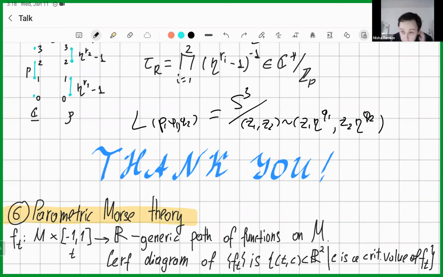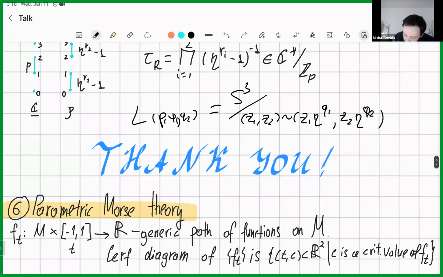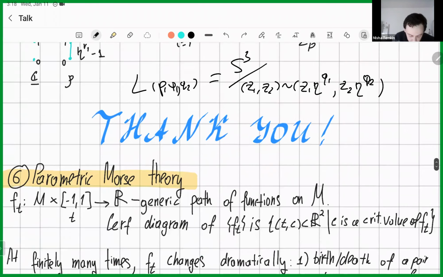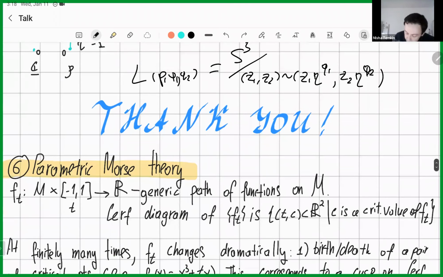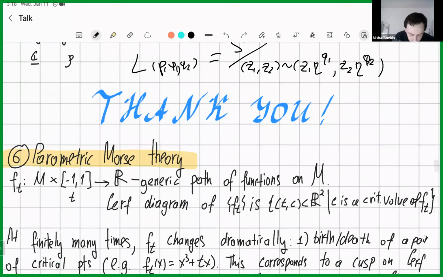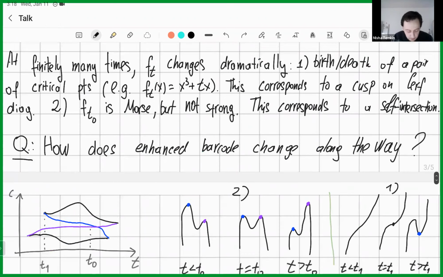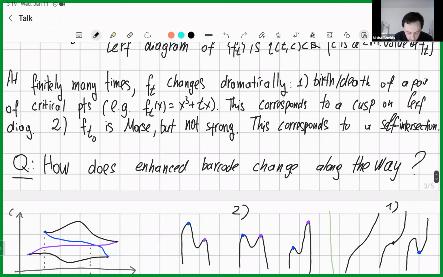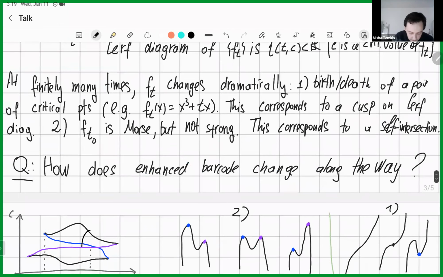Then it is useful to depict this path by the Cerf diagram. The Cerf diagram of the path is the following subset of R^2. It is the subset of the points (t, c) such that c is a critical value of f_t. I will give you an example a bit later. It's just a curve in R^2, which looks like this.